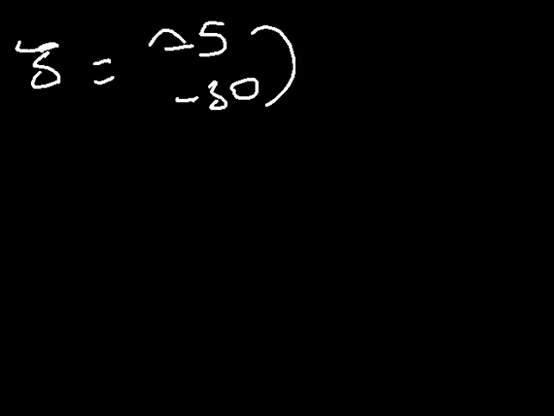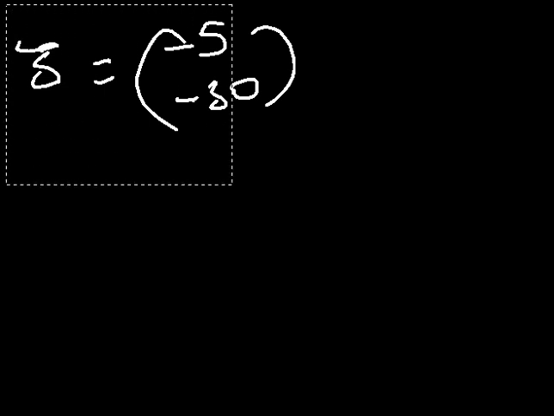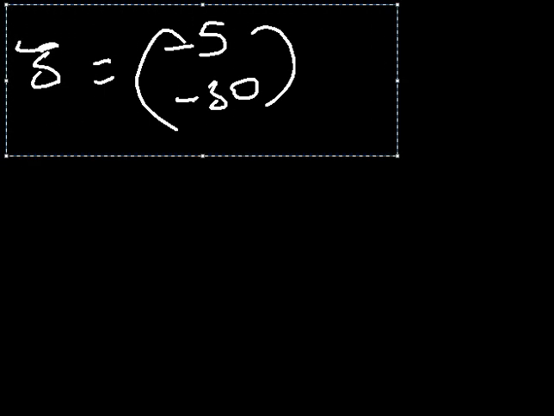And also try this one as well. Let's say we have the vector s that is (-5, -30). What is the magnitude of this vector? That's how you should understand the vector notation, as well as the coordinate notation for the given point, and also the magnitude of the vector. Thank you.